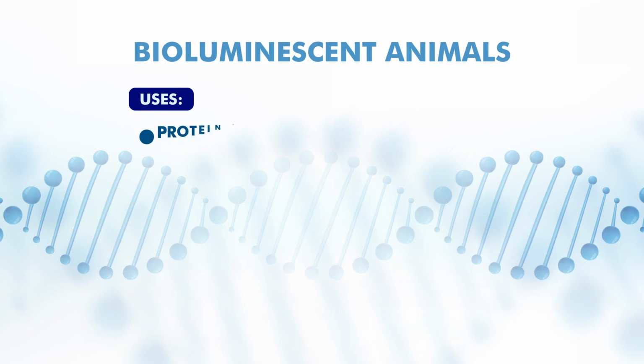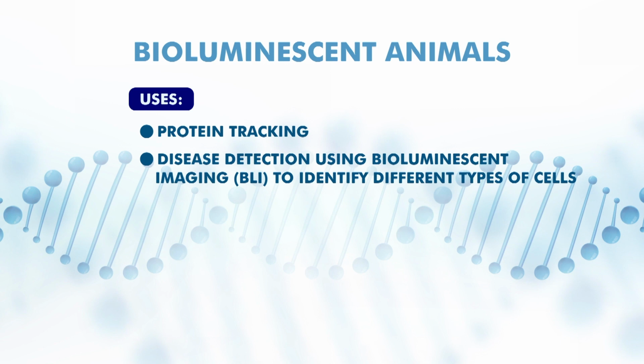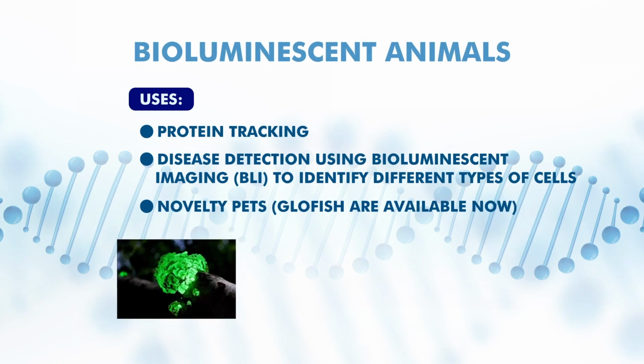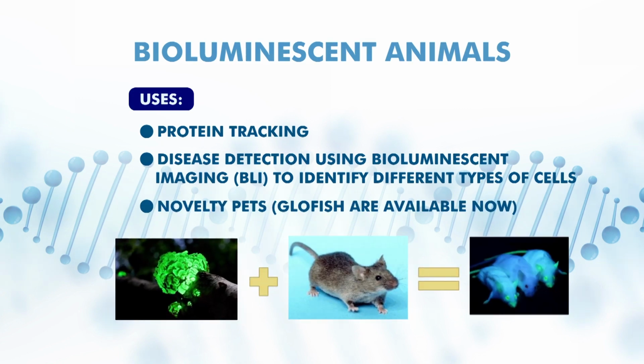GM animals: an example is the development of bioluminescent animals. A gene containing a luminescent protein was inserted into mice, and the mice created showed the luminescence phenomenon. So what are the uses? It can be used for protein tracking, and for disease detection, using bioluminescent imaging to identify different types of cells, that is, to distinguish diseased from healthy cells. Glowfish can also be created in this way, as we had already discussed.